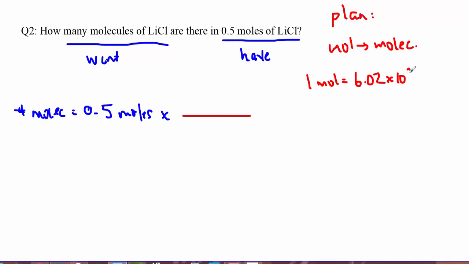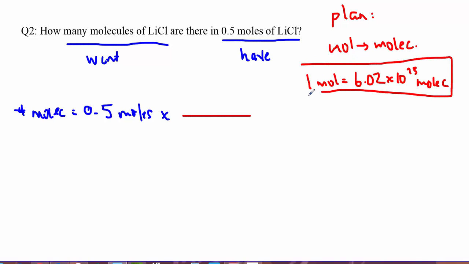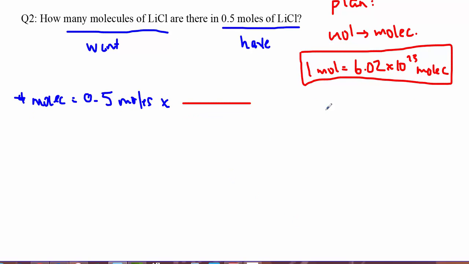I just need to think about how I'm going to put it into my calculation. This time I'm trying to cancel out moles, so I need to have that 1 mole on the bottom. And the 6.02 times 10 to the 23 can go on the top here. And I'll keep my units in here. That's molecules on the top. And right away I can cancel out moles. And then I can go ahead and calculate out my answer. 0.5 times 6.02 comes out to 3.01.